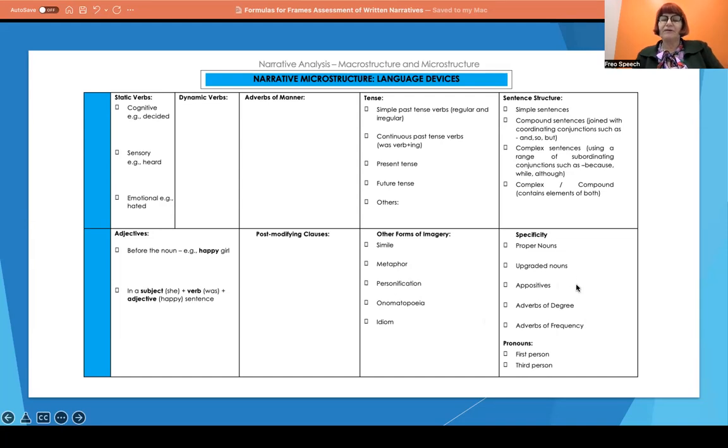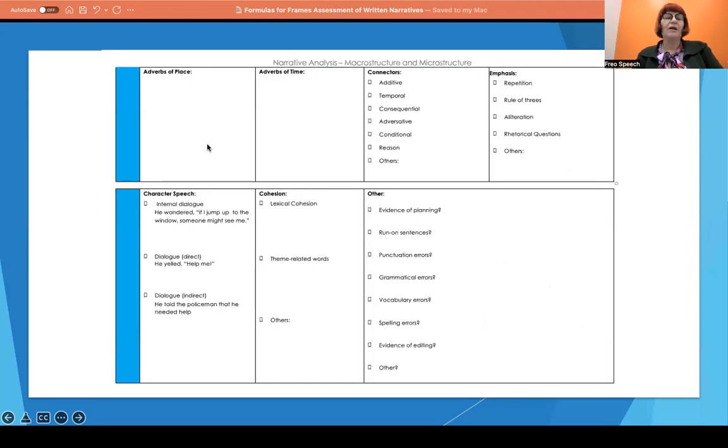And then for specificity, are they using proper nouns, upgraded nouns, appositives, adverbs of degree, adverbs of frequency, and first or third person? It's unlikely that they'll be using second person point of view, so there won't be any second person pronouns. To orient, we use adverbs of place and time. These are the connectors. You can either write a tally in there or write the ones in.